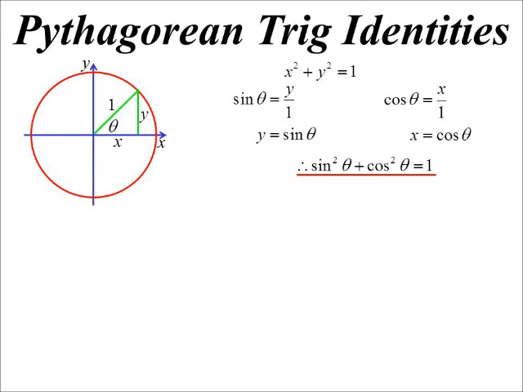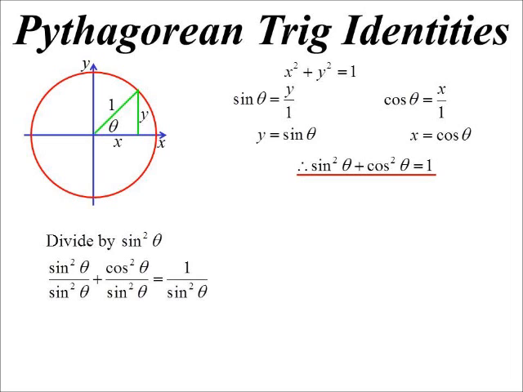Now some people say there is only one Pythagorean trig identity, and that's it, because to get the other two that we're used to seeing, it's just a little bit of manipulation. If I divide everything by sine squared, then I get sine squared on sine squared, which is 1, cos squared on sine squared, which is cotan squared, and 1 on sine squared, which is cosec squared. And we often quote that as another trig identity.